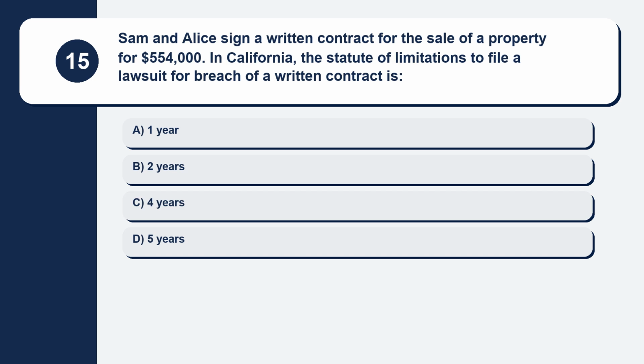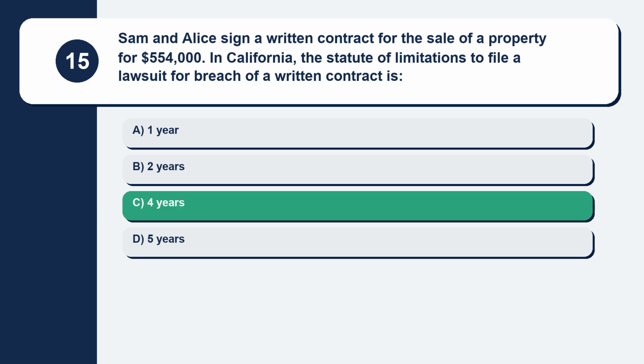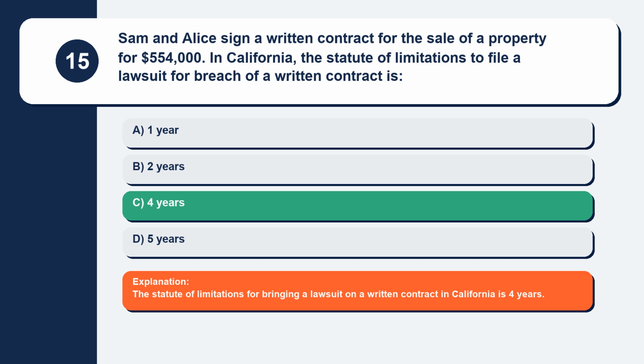Question 15. Sam and Alice sign a written contract for the sale of a property for $554,000. In California, the statute of limitations to file a lawsuit for breach of a written contract is. Here are your options. Option A, 1 year. Option B, 2 years. Option C, 4 years. Option D, 5 years. The correct answer is option C, 4 years. Explanation: the statute of limitations for bringing a lawsuit on a written contract in California is 4 years.